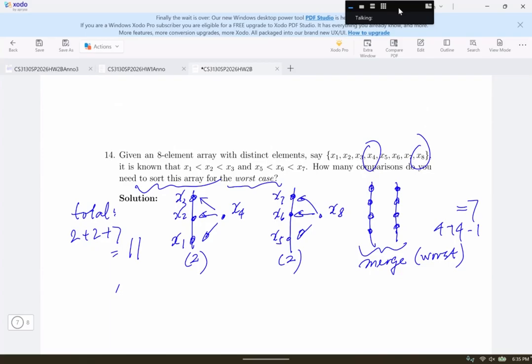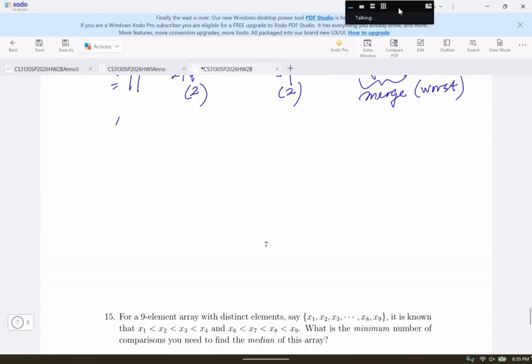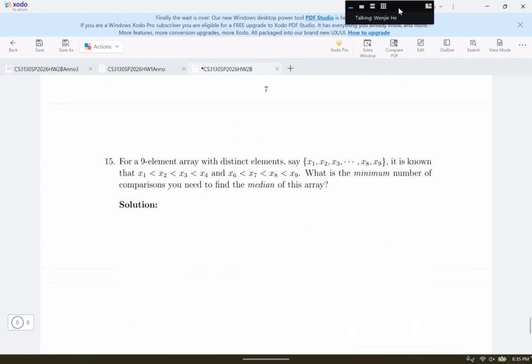Last one, we need to do some preparation work so that we can apply these two results. All right. The last one, we already have two ordered arrays, but not covering all the elements. 4 elements here.